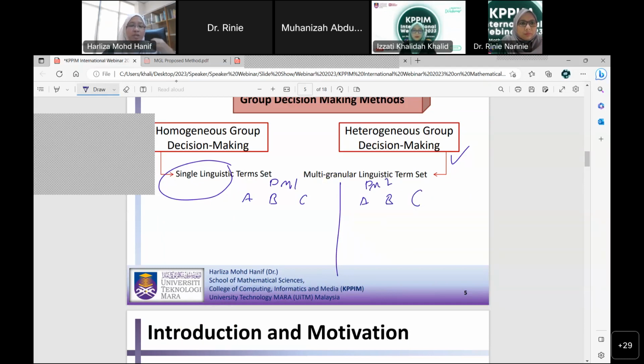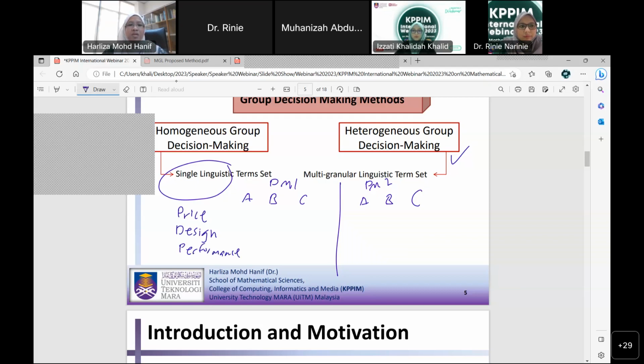Okay, now let's look at the criteria. What are the criteria of a car that we want to consider before buying a car? For example, we have 3 criteria to be considered. The first one is in terms of price. The second one maybe the design of the car. And the third one maybe the performance of the car.